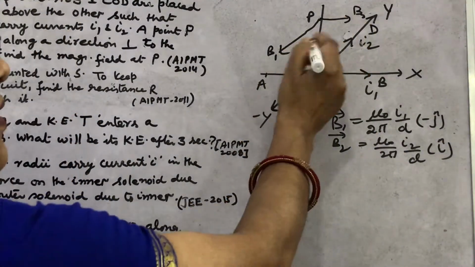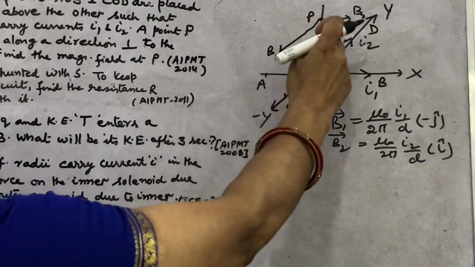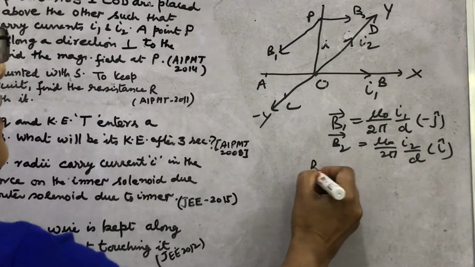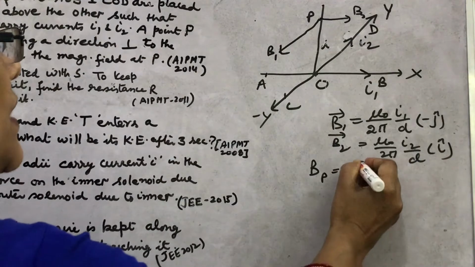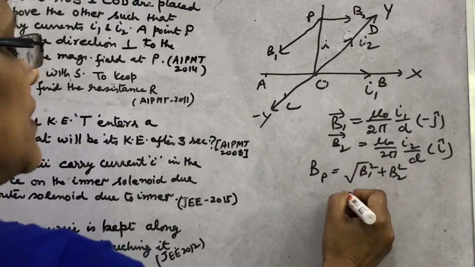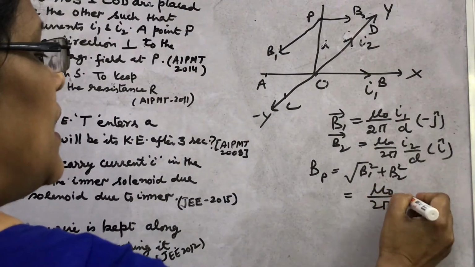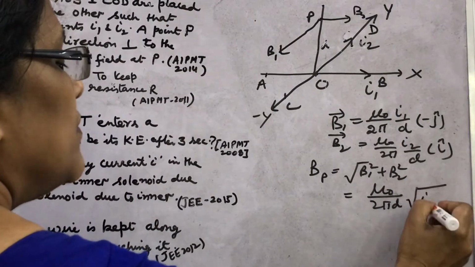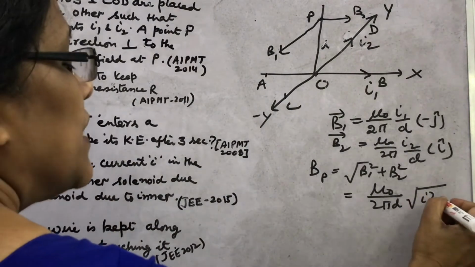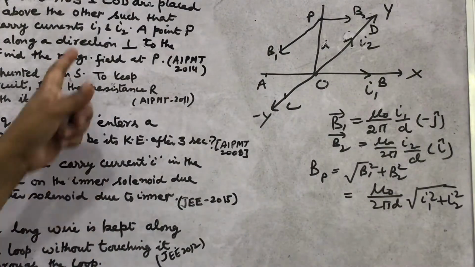These two, B1 and B2, as per their I1, I2 values, may have different magnitudes, but they are perpendicular. So, by the vector method, what will be B net at point P? That will be under root B1 square plus B2 square. Therefore, it will become mu naught upon 2 pi d, and this will become under root I1 square plus I2 square, because j and i are the unit vectors, magnitude 1, and the square will be positive. So, this will be the answer, the magnetic field at point P.